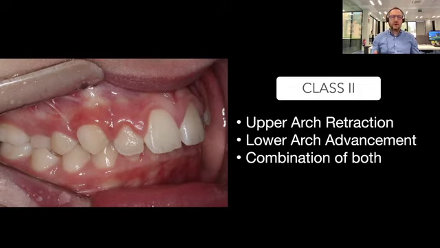We can do an upper arch retraction and move the upper back, okay? We can advance the lower arch, and we need to understand that it's very limited, only if we have a growing patient. Otherwise, we need to ask for help from other specialties such as surgery, okay? And we can have the combination of both, okay? So the diagnosing part is the most important.